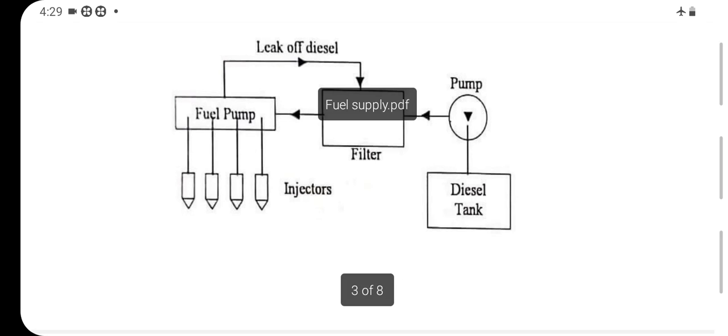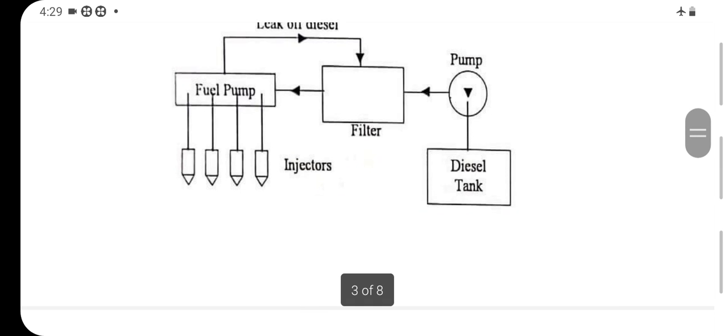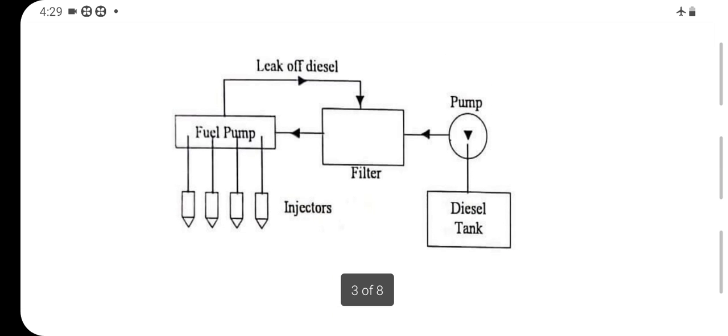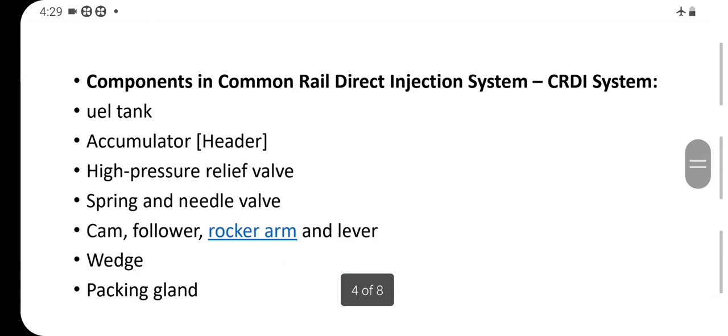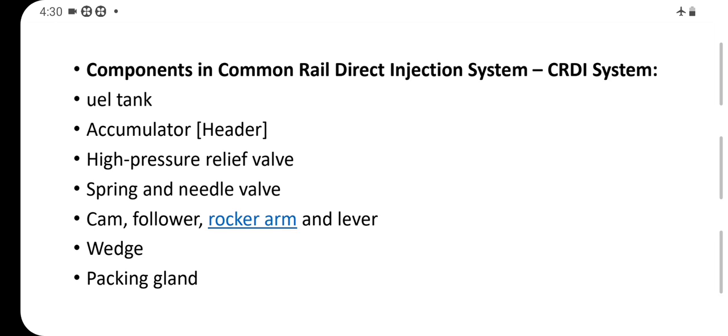The return line collects the extra fuel. Here, not shown, the return line collects the extra fuel and returns it to the fuel tank. These are the components: fuel tank, accumulator, header, high pressure relief valve, spring needle valve, cam and follower, rocker arm, lever, wedge, packing glands. These are the components of the common rail diesel injection system, CRDI.